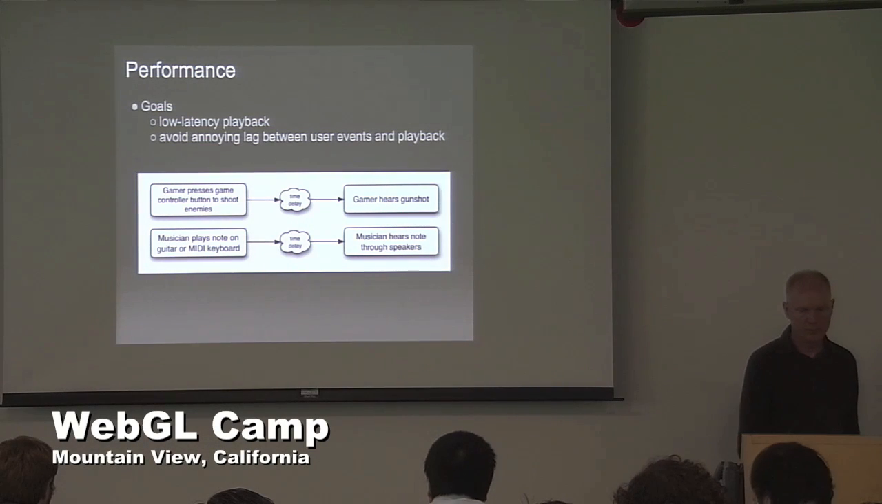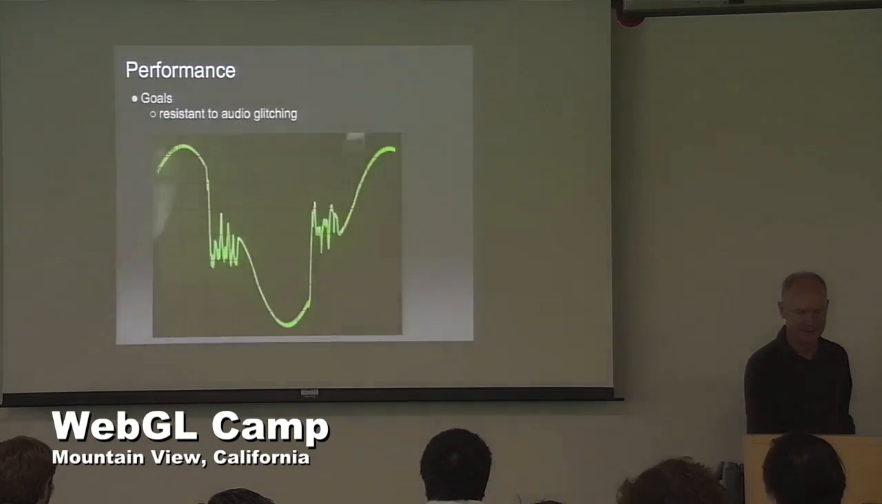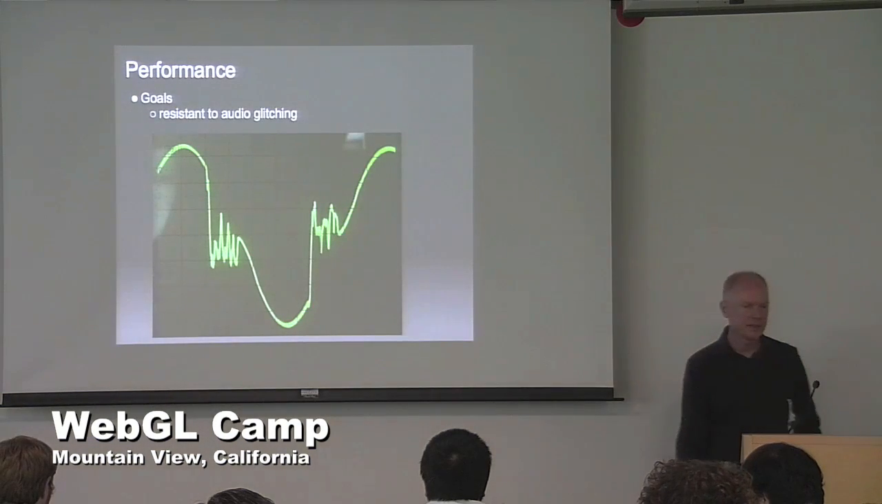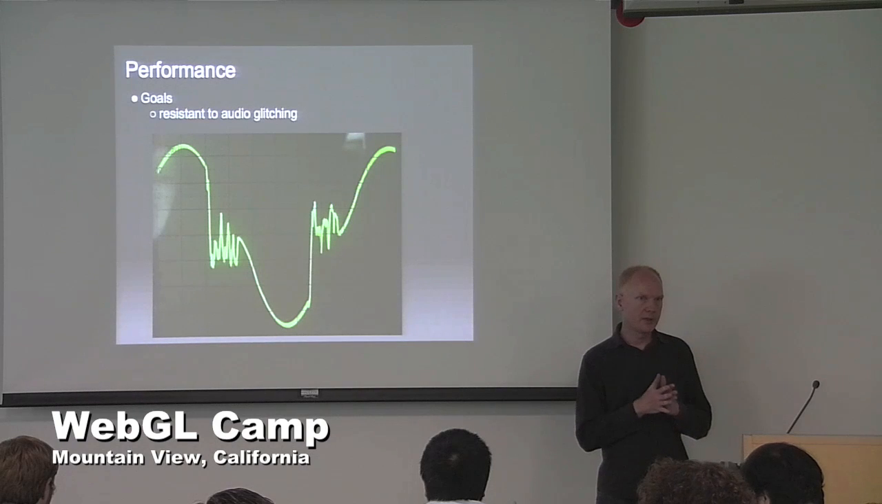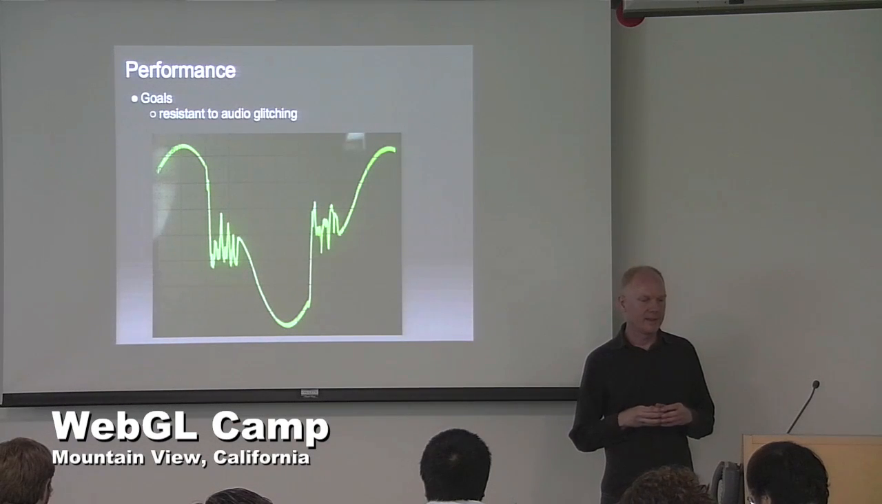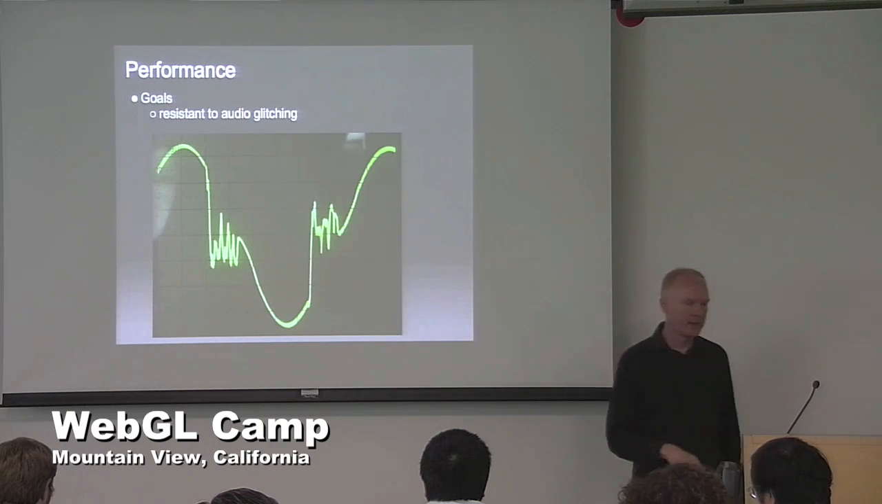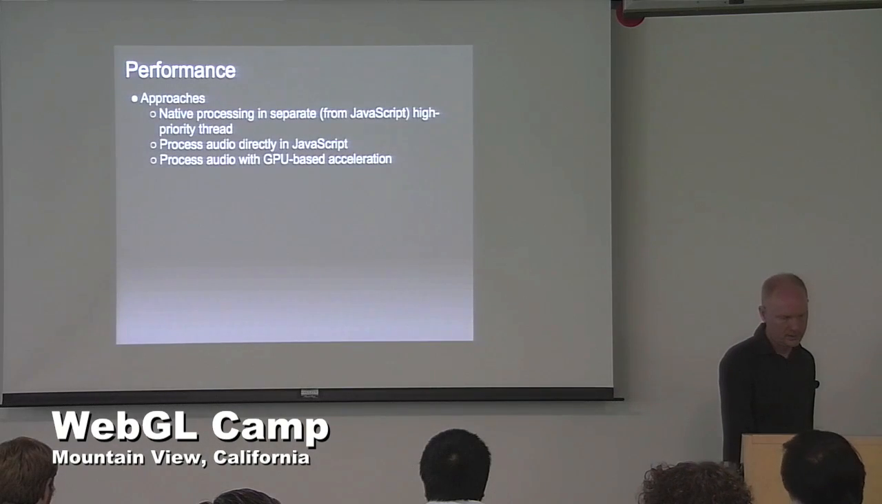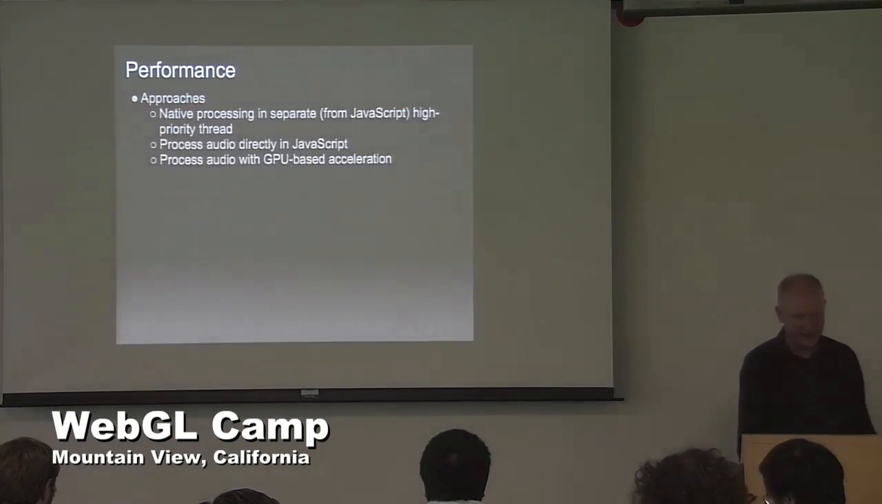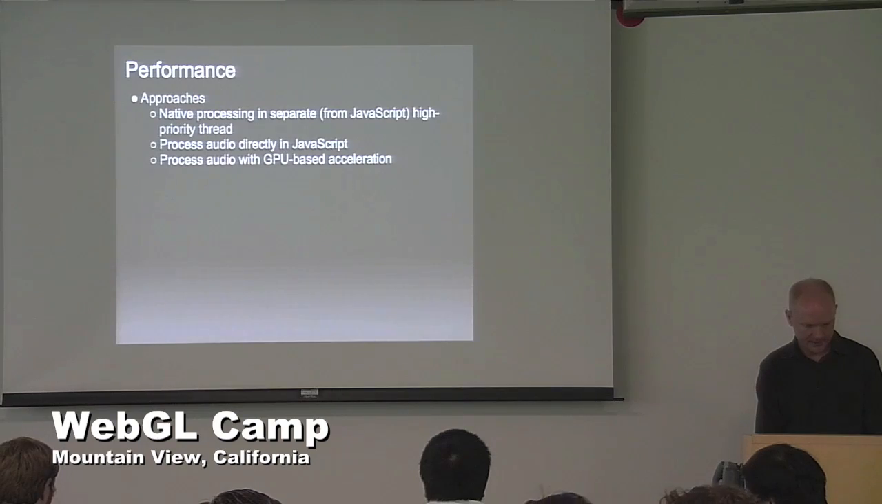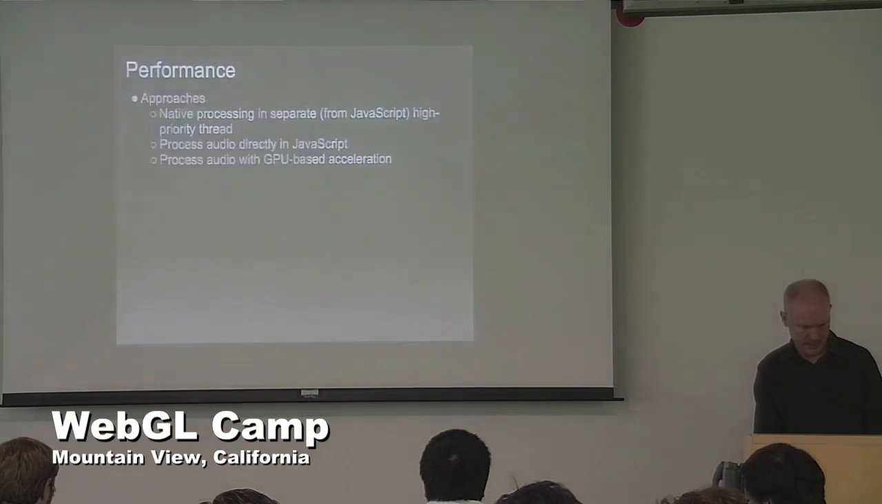Latency, press a key, sound should play back right away, not half a second later. Shouldn't glitch. Glitching is another performance issue. If you're rendering a really complex audio scene, you want to make sure that there aren't gaps and clicks and pops in the audio that you're rendering. So these are just some different approaches and stuff. I'm going to get down to the demos because I think the rest of this is not really so interesting.